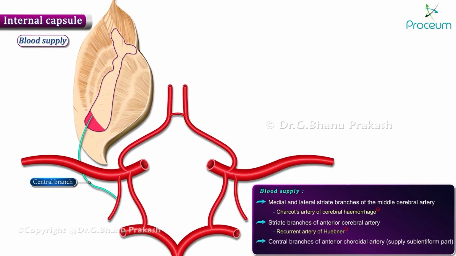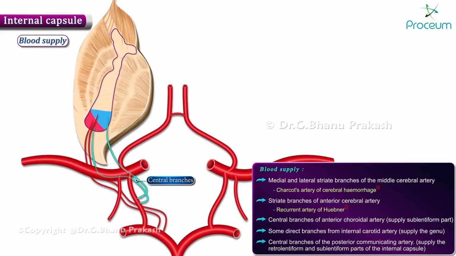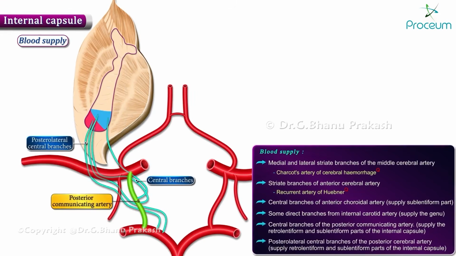Central branches of the anterior choroidal artery supply the sublentiform part. Some direct branches from the internal carotid artery supply the genu. Central branches of the posterior communicating artery and posterolateral central branches of the posterior cerebral artery supply the retrolentiform and sublentiform parts of the internal capsule.